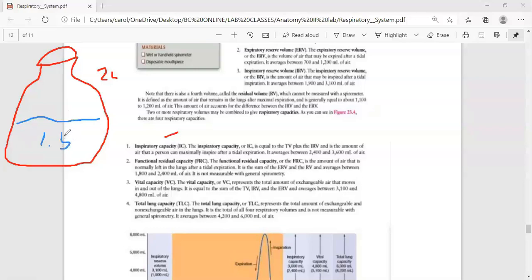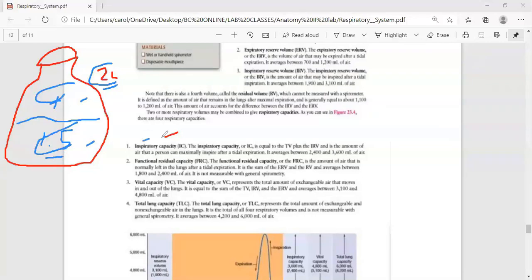Okay, if somebody asks you, what is the volume of tequila in this container? Then you're going to say the volume is 1.5. But if somebody asks you what's the capacity of this bottle, you have to say 2, right? Because that's the total amount of volume that you can have in this container. Capacity is the entire amount of volume that you can hold, and volume is the amount of air that you actually are going to have in your lungs, for example.